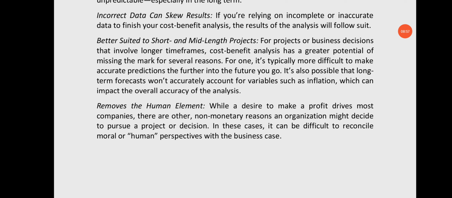Better suited to short and mid length projects. For projects or business decisions that involve a longer time frame, cost benefit analysis has a greater potential of missing the mark for several reasons. For one, it is typically more difficult to make accurate predictions the further into the future you go. It is also possible that long-term forecasts won't accurately account for variables such as inflation, which can impact the overall accuracy of the analysis.